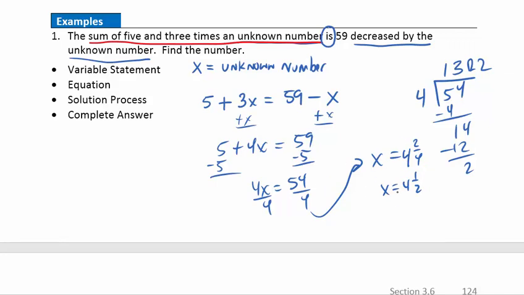Now, we could have also left this problem as an improper fraction. We'd have had to simplify 54 over 4 by cutting those in half, and that would have given us 27 over 2. So either of these two answers would have been correct on that.